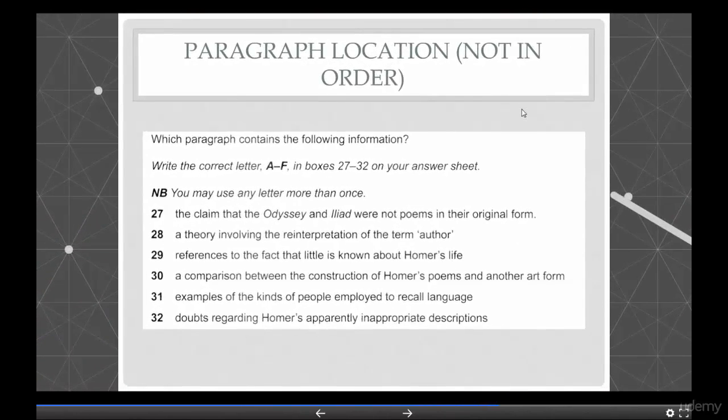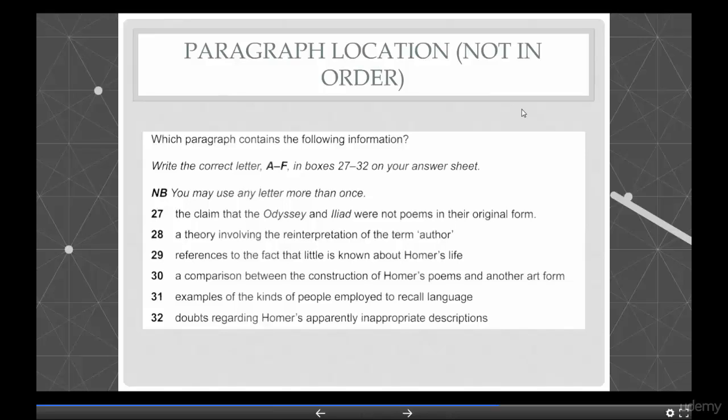We have our paragraph location question. It's not in order. This is a really difficult question. Very, very challenging question for most students. Basically, with this type of question, for number 27, you have to know in which of the paragraphs the information for number 27 is mentioned. And the trick with this question is that it doesn't go in order. So the information for number 27 might be in paragraph F, and the information for number 28 might be in paragraph A. So it doesn't go in order.